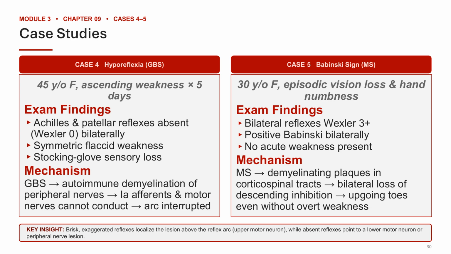The key insight across both cases: brisk, exaggerated reflexes localize above the arc. Absent reflexes point to the lower motor neuron or the peripheral nerve.